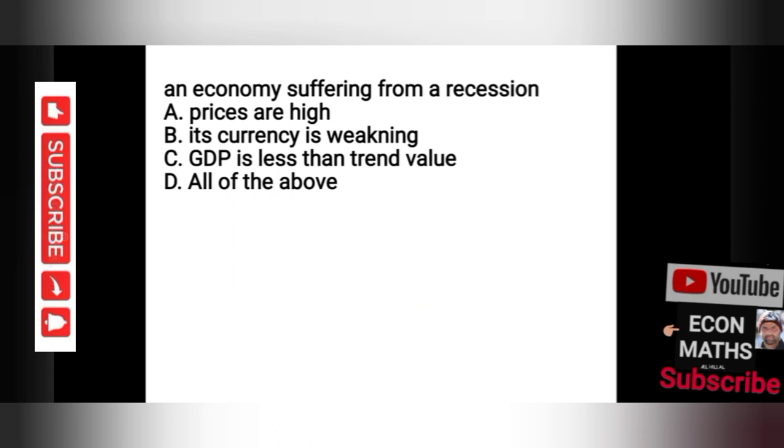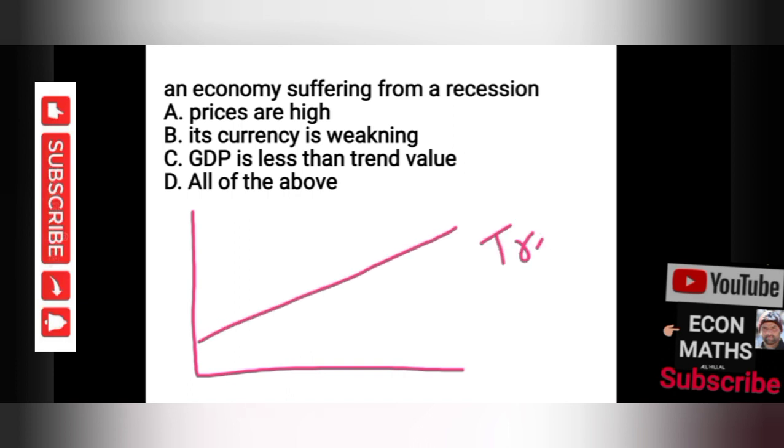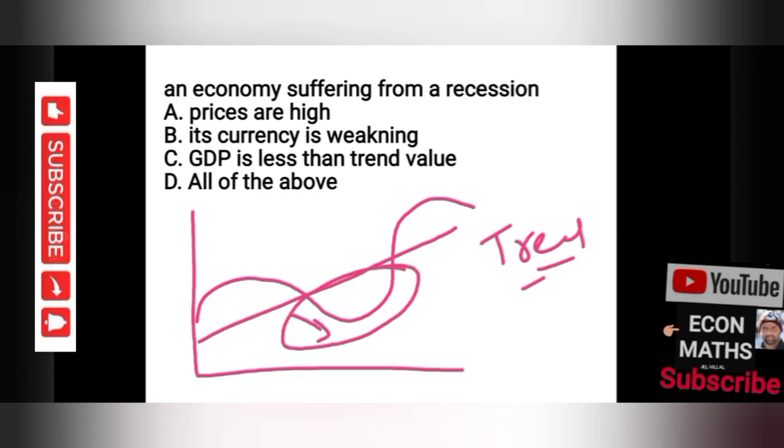Next question is, an economy suffering from a recession will have: first option is prices are high, B its currency is weakening, C its GDP is less than the trend value, and option D is all of these. Now in case of a recession, if this is the trend GDP, then in recession GDP is always less than this, in the recession and depression portion. So if this is trend, in case of recession, GDP is less than trend value, it is correct.